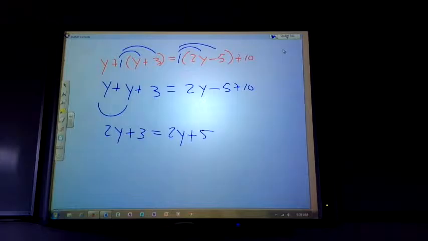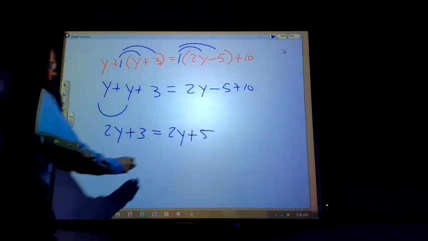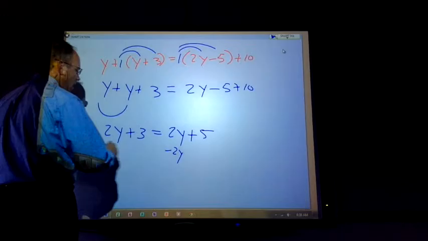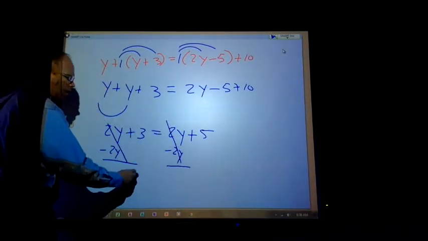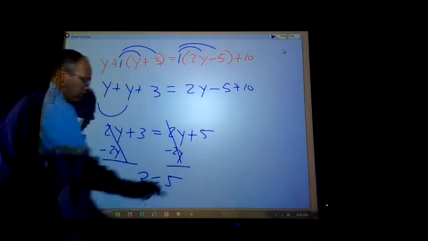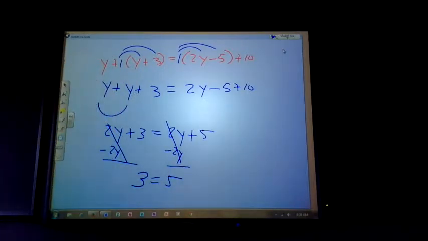Oh, that's kind of a goofy one. Uh-oh. Oh, no. What's going to happen? Watch this. So you get the kid that says, hey, I'm going to subtract 2y from both sides, which sounds like a really good place to start. Those cancel. Those cancel. Now 3 is equal to 5. Oh, my gosh. Someone's been lying to us this whole time. We just proved that 3 equals 5.